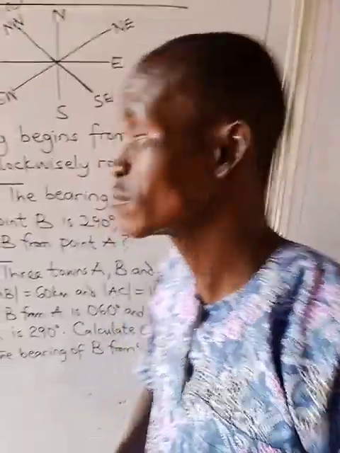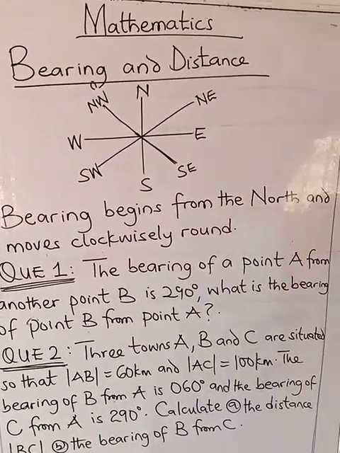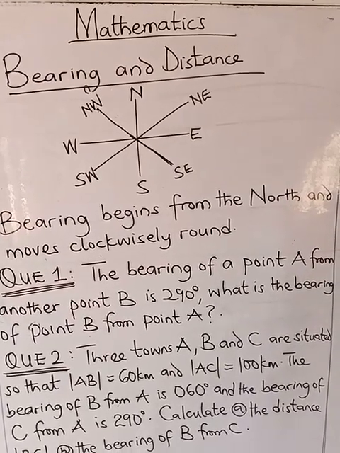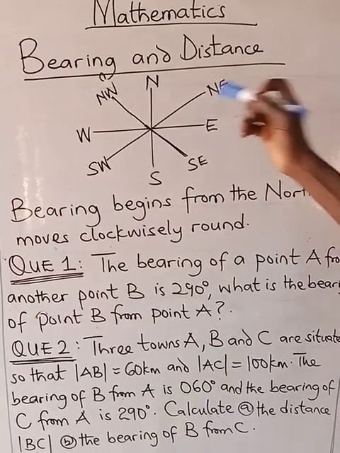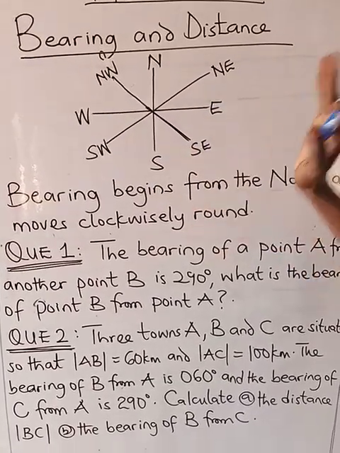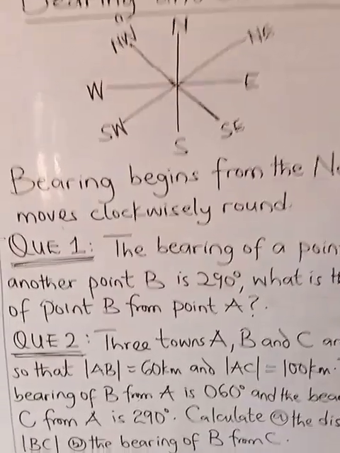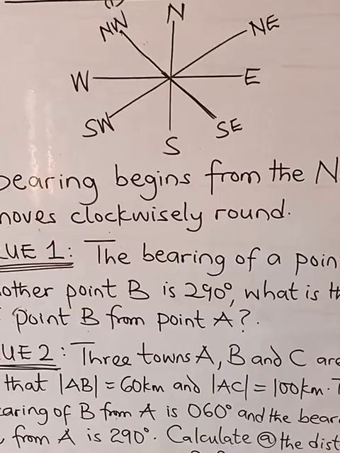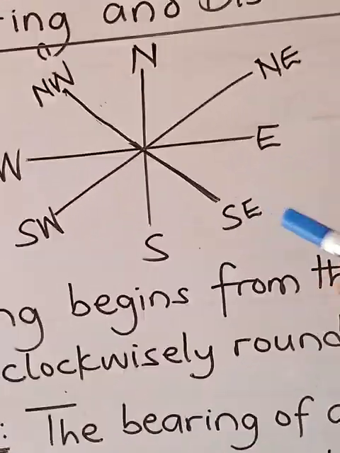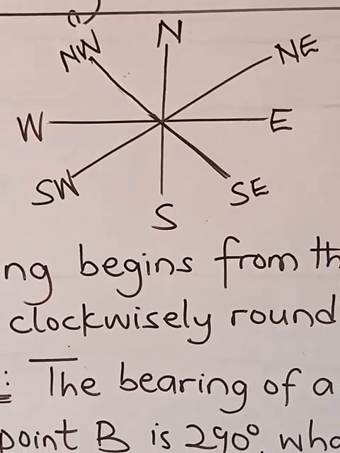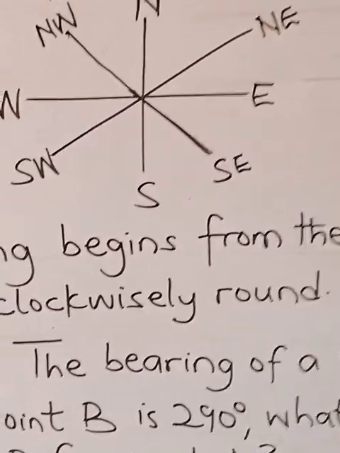All right, bearing and distance. One major thing in bearing and distance is the cardinal point. The four cardinal points are north, west, south, and east. Then we have the eight cardinal points: northwest, northeast, southwest, and southeast. These cardinal points will help us a lot when it comes to bearing and distance.